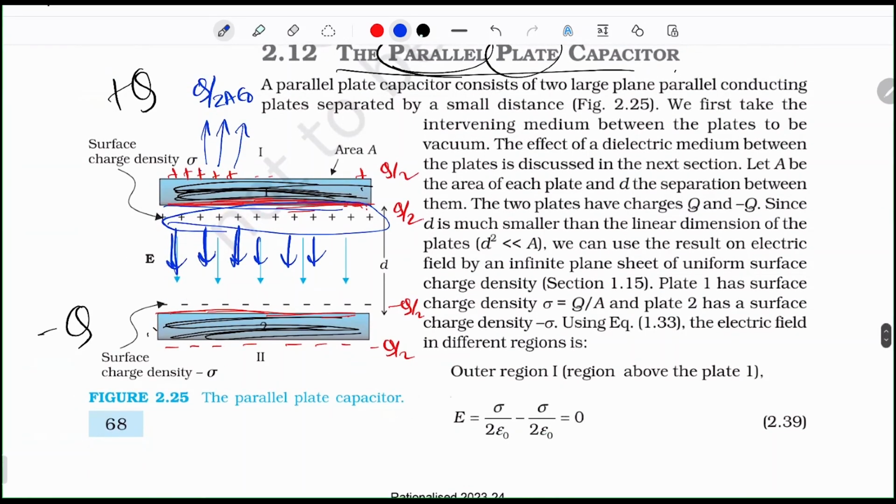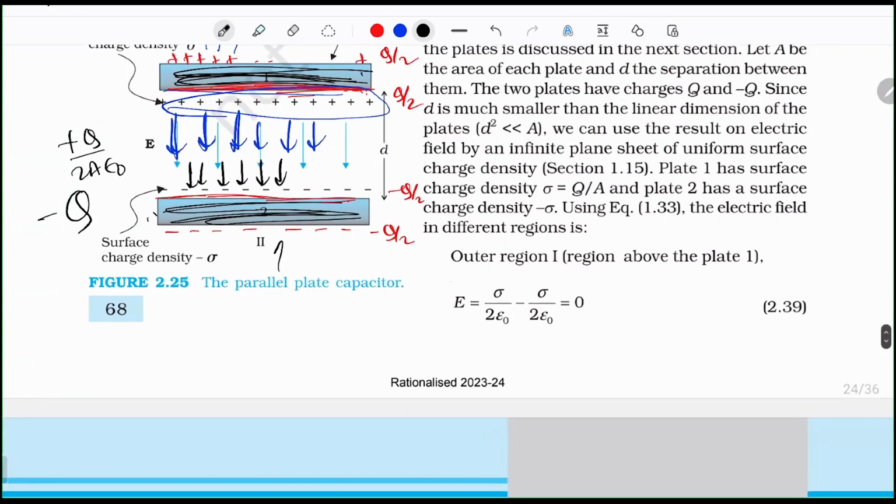Now, due to this negative charge, we are going to see the exact opposite. The electric field caused here will be positive Q by 2A epsilon naught. Why positive? Because I've already marked the direction appropriately. And similarly, this is also going to be an electric field of strength Q by 2A epsilon naught.